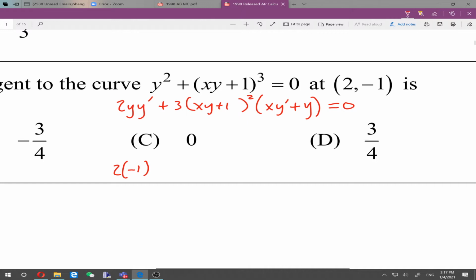Negative 2y prime plus negative 3 squared, negative 3 squared times 3. Okay, so this would be 2 times negative 1 plus 1, which is negative, okay, negative 1 squared times 2y prime plus minus 2y prime minus 1. Okay.